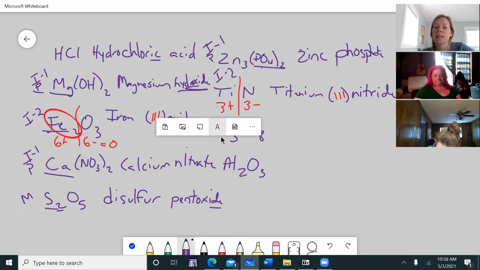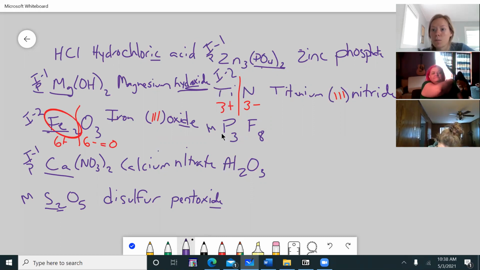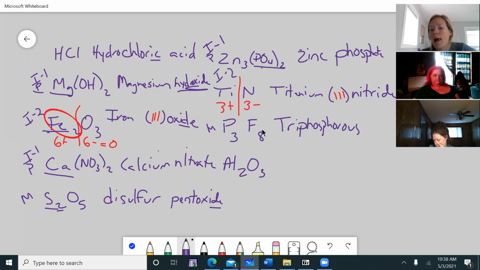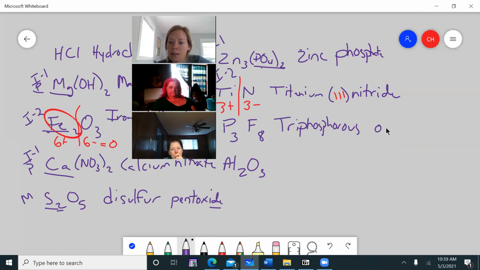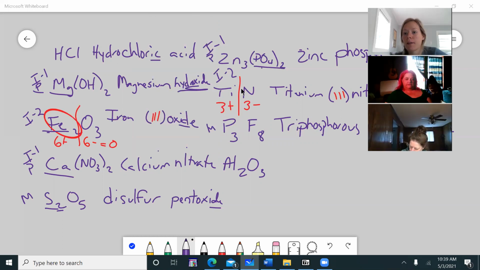This next one here, this is molecular. Moleculars don't have any type 1 or 2. We're going to just use prefixes. So let's put the prefix for 3 in front, which is tri, like tricycle. So triphosphorus. And then fluorine is getting 8, which is octafluoride, and we do IDE it, octafluoride. So triphosphorus octafluoride. I find those ones easier than the metal nonmetals because you just smush a prefix in front.